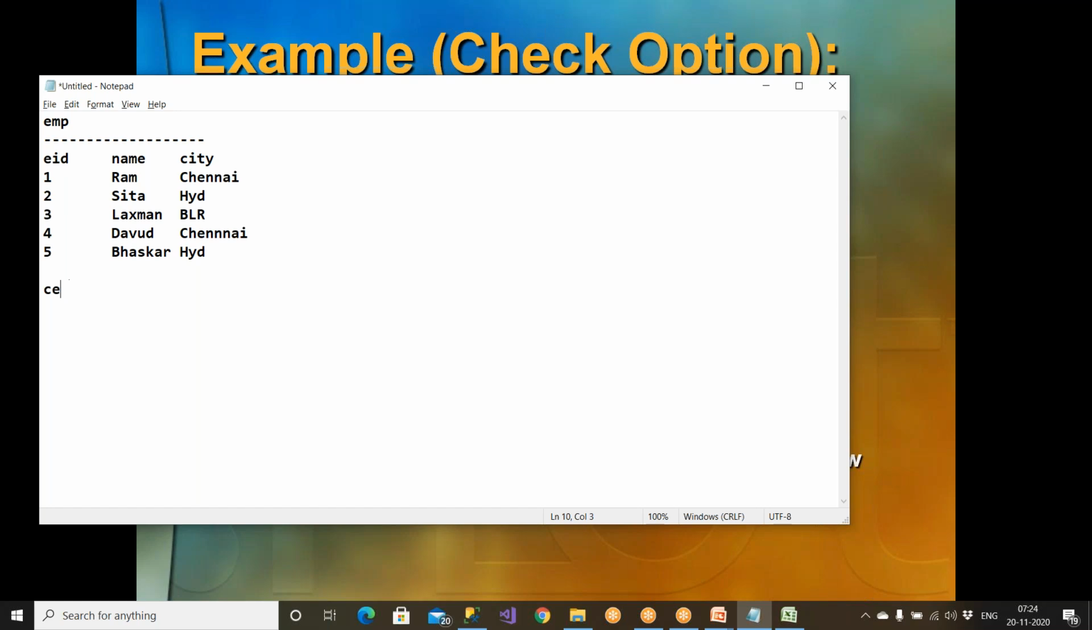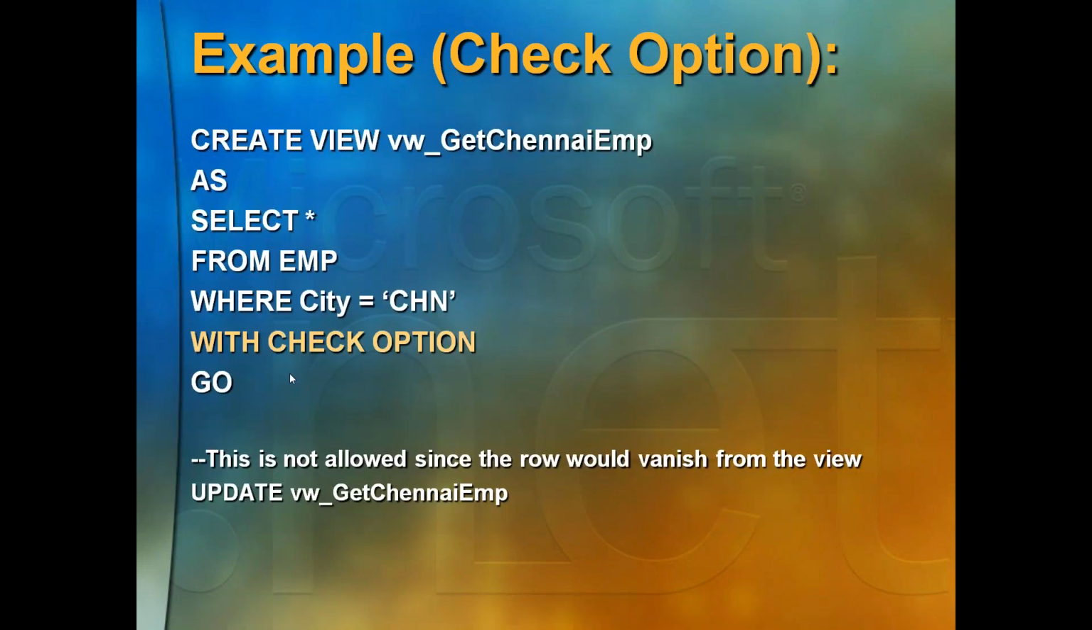On this, I'm going to be creating a view. Create a view VW_GetChennaiEmployees as select star from the employee table where city is equal to Chennai. This is what I'm going to be doing, and I write WITH CHECK OPTION. So it is not a normal view; I'm going to be writing with check option.